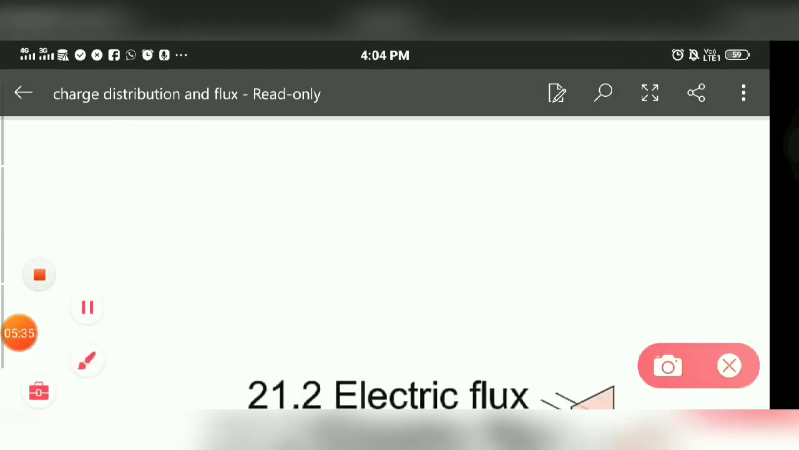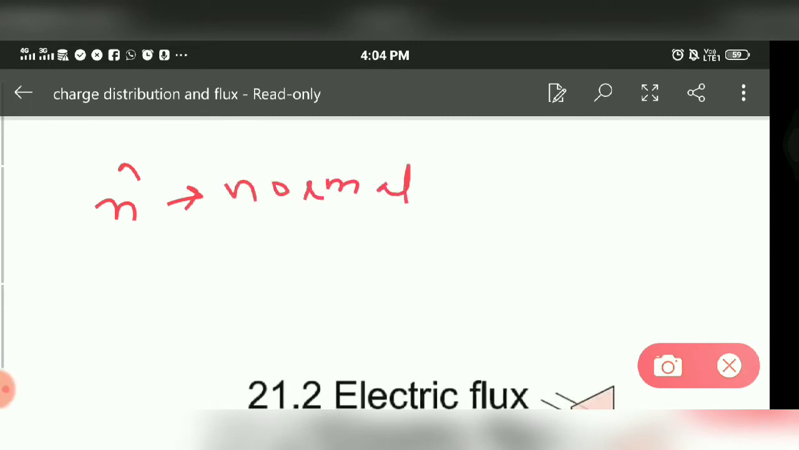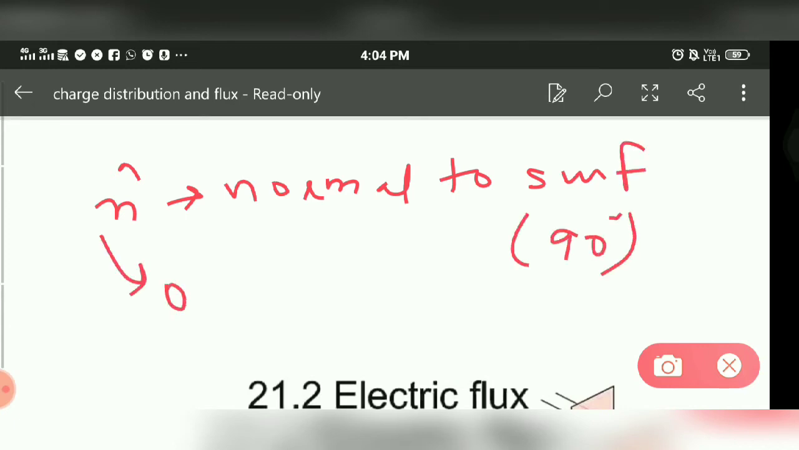So n cap has two conditions. N cap is normal, first, it is normal to the surface. Normal to the surface means making an angle of 90 degrees. Second, it is always drawn outward from a surface.